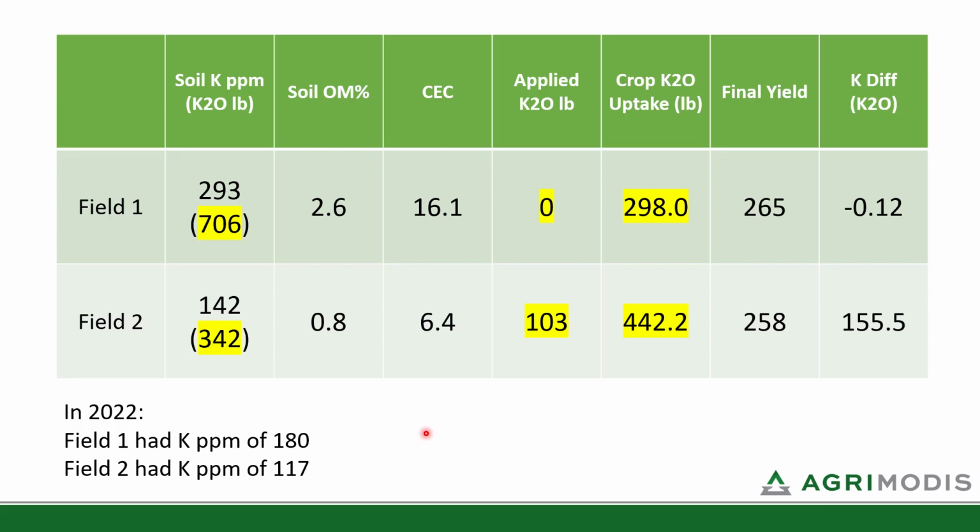Field 1 in 2022 had 180 ppm and it's gone up to 293. Field 2 had a ppm of 117, it's gone up to 142. The removal for a 260 bushel corn crop, which is pretty much where this is, is about 65 pounds. So of that 442, you're only taking 60 to 70 pounds of it away. The rest of it is spitting out the back of the combine.